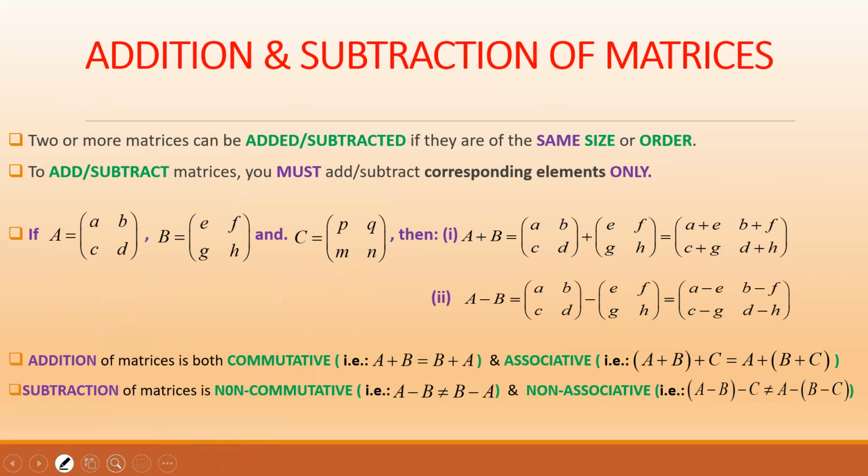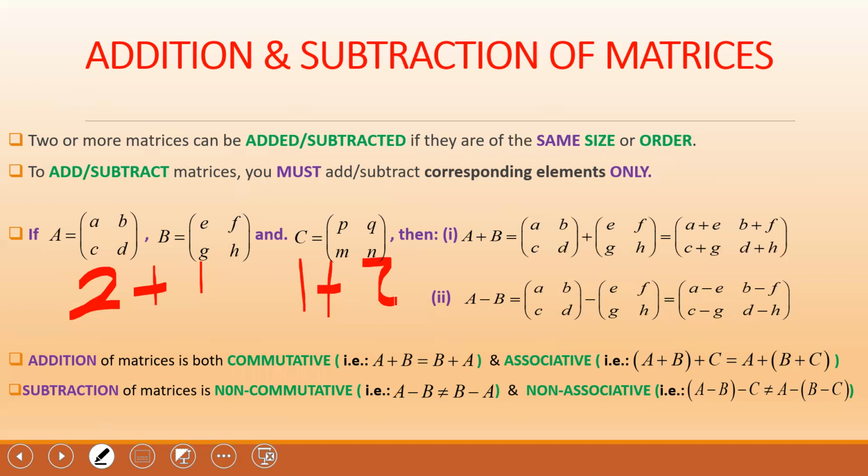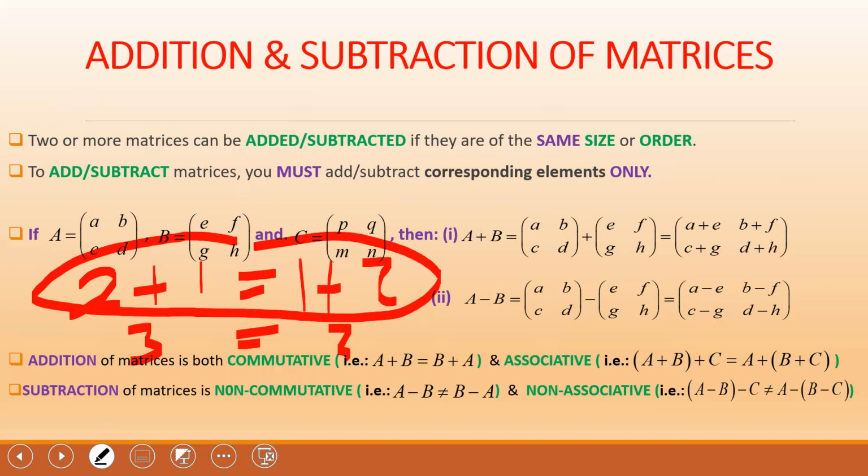All right, so let us check it now. So we have 2 plus 1. Is 2 plus 1 the same as 1 plus 2? Well, let us see. 2 plus 1 is what? 3. And 1 plus 2 is what? 3. So it means that they are equal. So it means that addition is commutative in the real number world.